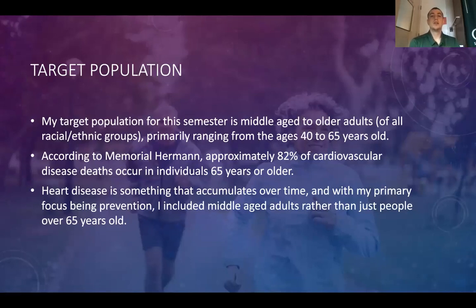My target population, as I stated, was middle-aged to older adults. Looking at it from a year standpoint, I was looking at 40 to 65 years old. According to Memorial Hermann, approximately 82% of cardiovascular disease deaths occur in individuals 65 years old or older.